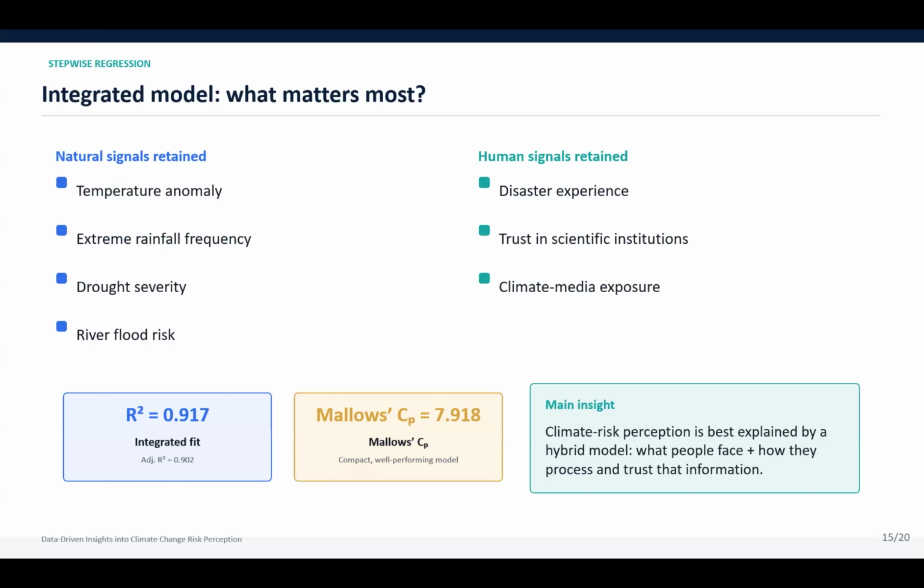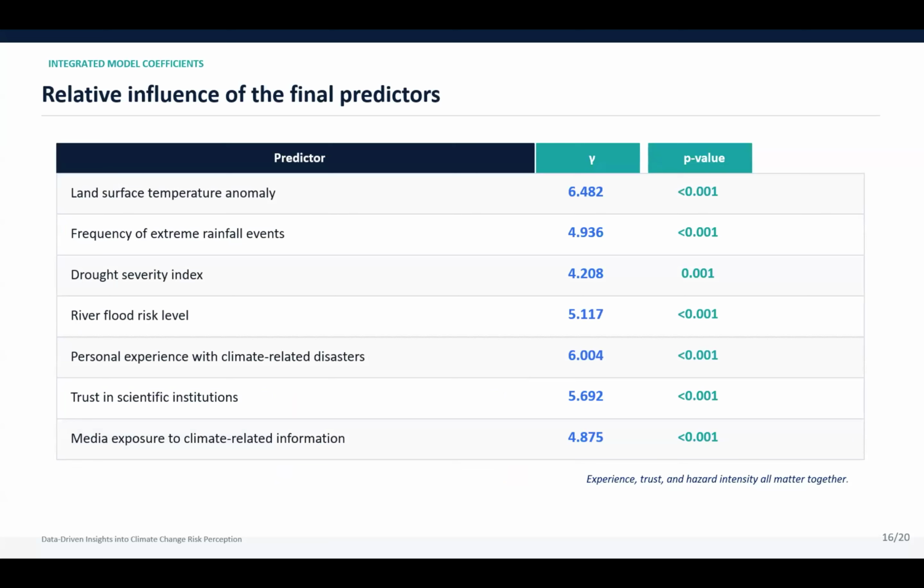Finally, in the integrated part, we integrate several predictors, especially focusing on disaster experience, trust in information institutions, and climate media exposure. We use a test to see the strong differences among the groups. So climate perception is not merely environmental, it is relational. It is social and interpretive at the same time.